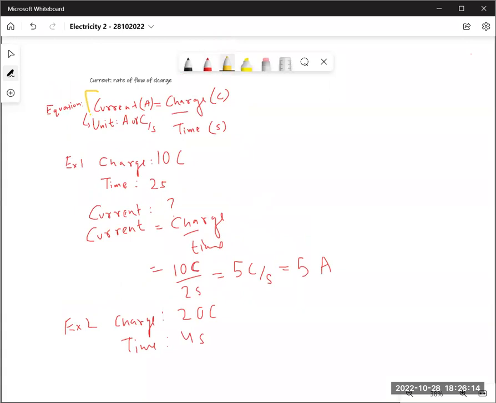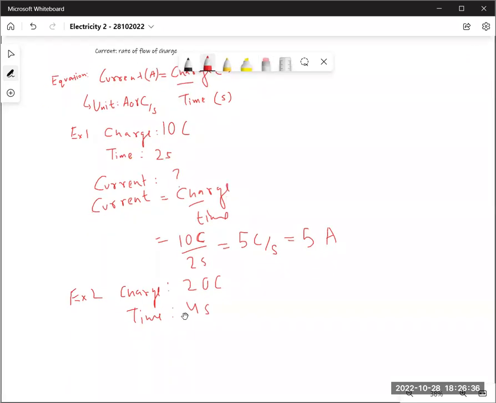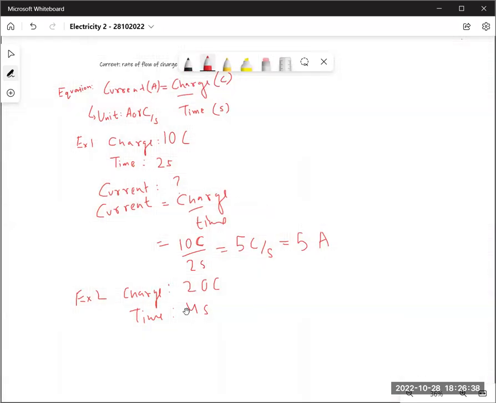Read over this one. Current is equal to charge divided by time. Say it one more time. Current is charge divided by time. So current is charge divided by time. Perfect. Sir, how should we solve it? Write the answer in the chat, everyone, and also do it in your notebook.